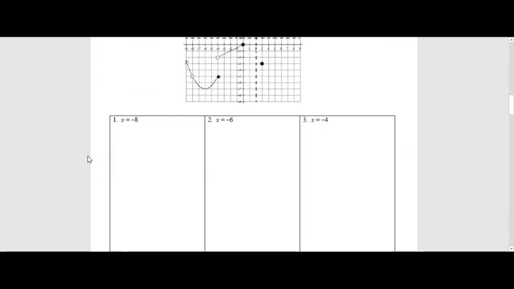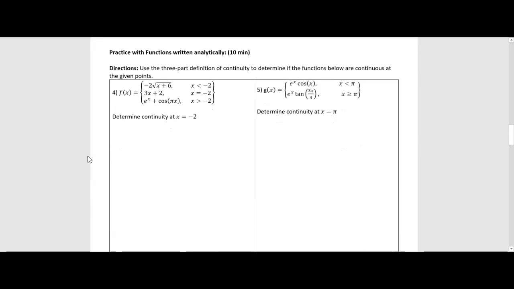Hello, this is Mr. Fawcett for part 2 of our lesson on defining continuity at a specific point. So we're actually going to jump down to, I believe, page 3. And we're just going to do some practice.